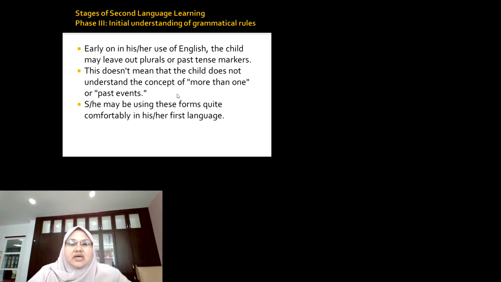And phase 3 is a more advanced stage, where there is the initial understanding of grammatical rules. Early on in his or her use of English, the child may leave out plurals or past tense markers. This does not mean that the child doesn't understand the concept of more than one or of past events. However, because of the complexity of the grammar, they might leave it out, and they might feel more comfortable using this form in his or her first language.